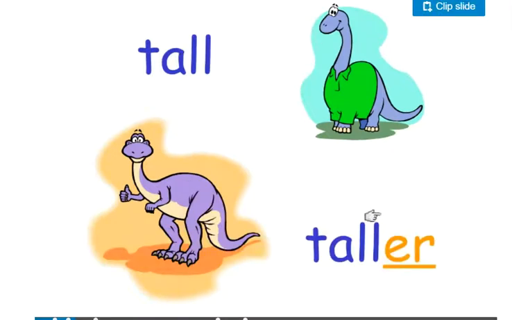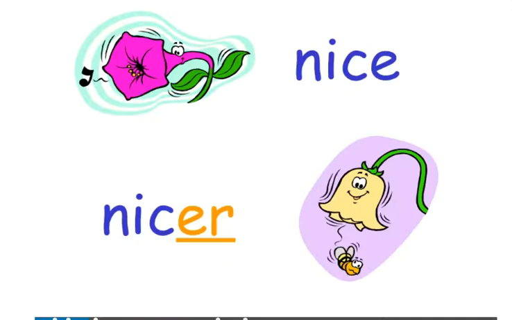tall and taller. Okay, so I'm gonna name them. I'm gonna say this is Jimmy and this is Timmy. So I'm gonna say Jimmy is taller than Timmy. Jimmy is taller than Timmy. Okay, so taller than, nicer than, remember? Okay, and what's next?